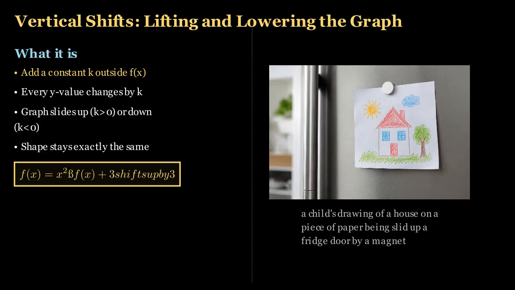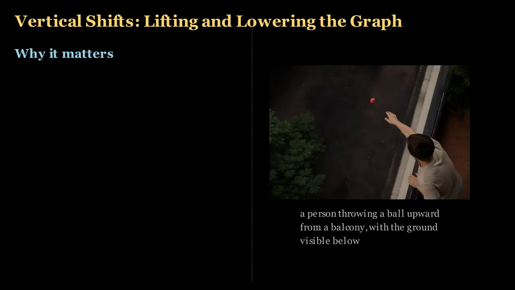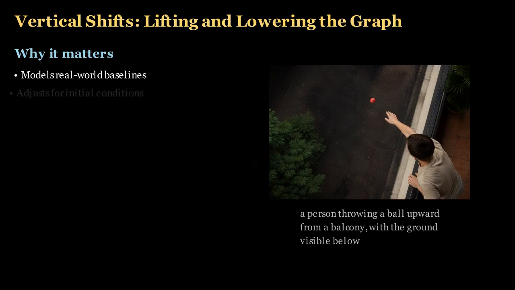Why would we want to slide a graph up or down? Think about measuring the temperature outside over a day. The shape of the temperature curve might be a nice wave, but the whole curve sits higher in summer and lower in winter. That's a vertical shift, the same shape, just moved up or down by a constant amount.